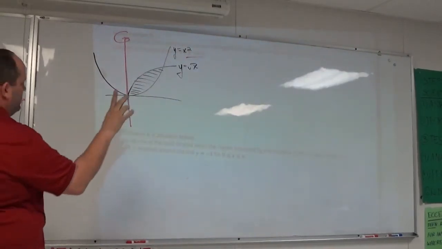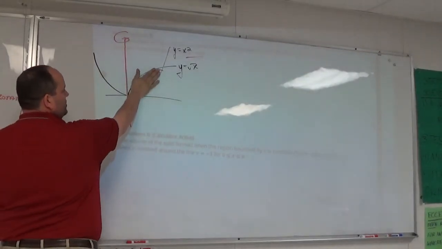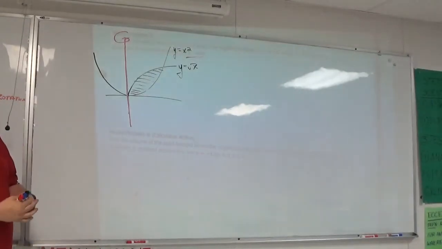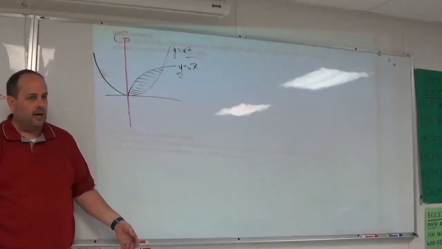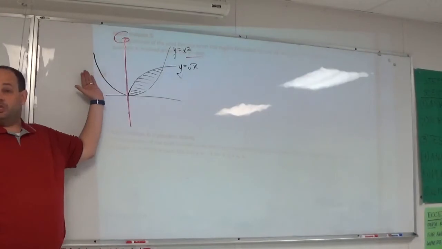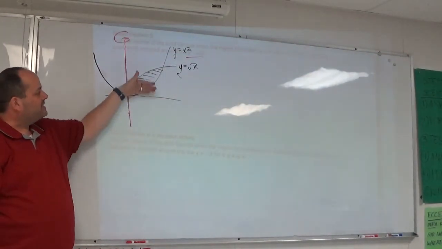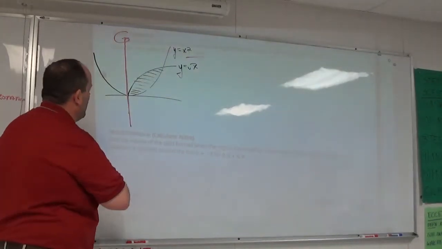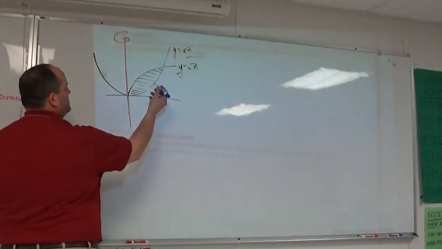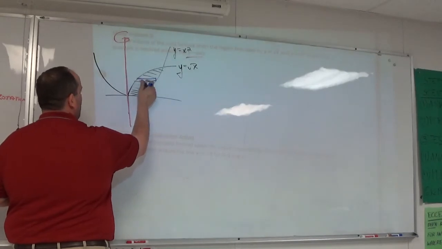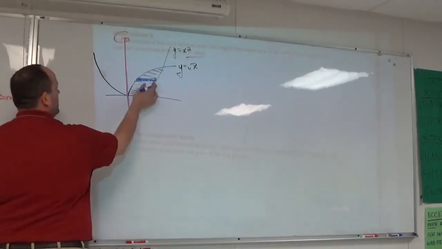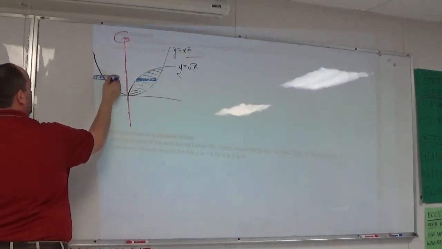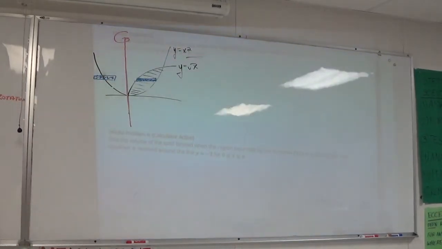If you're spinning this leaf around the y-axis, what quadrants are you looking at? 1 and 2. When you spun around the x-axis, it was 1 and 4. Now it's 1 and 2. So if you are gifted in the arts here, your slices now go this way. Do the reflection. Don't get all OCD about it. That's your reflection.